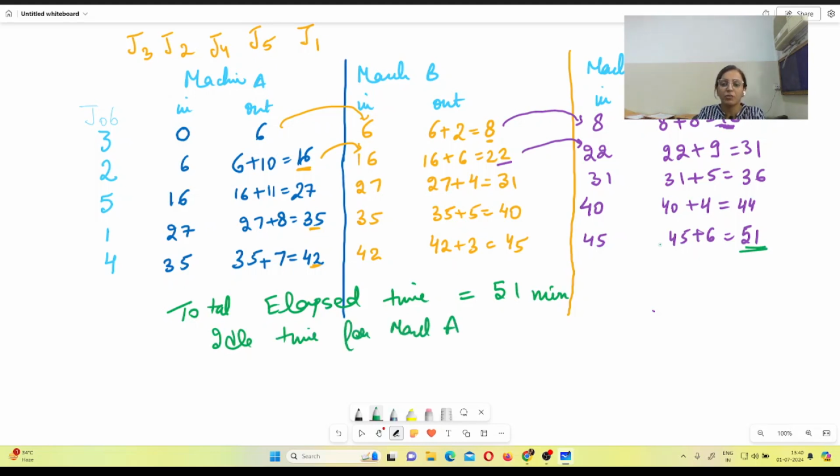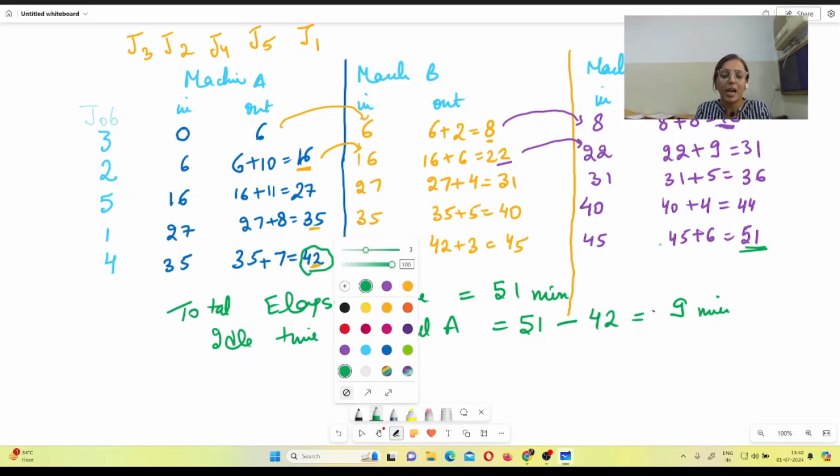That is the first machine. For the first machine, what is the idle time? In the same way, we have to check at what time machine A has completed its work. They had completed the work at 42, right? Then we do 51 minutes minus 42 minutes, which equals 9 minutes. Over here we use only minutes, as it is given in the question in minutes. This is the idle time for machine A.